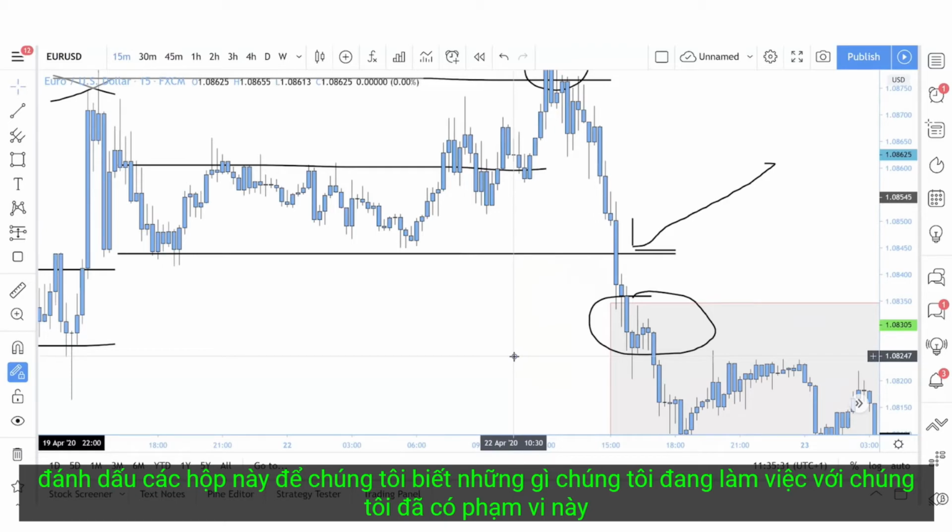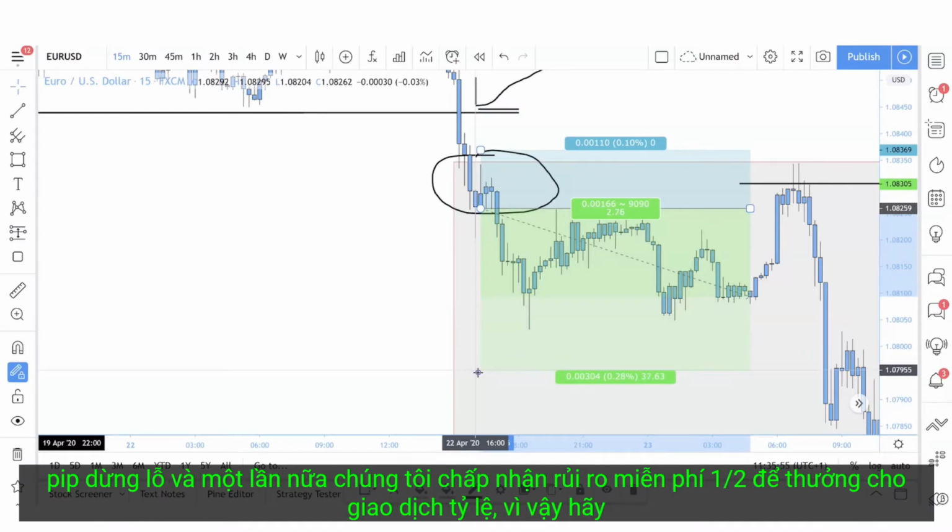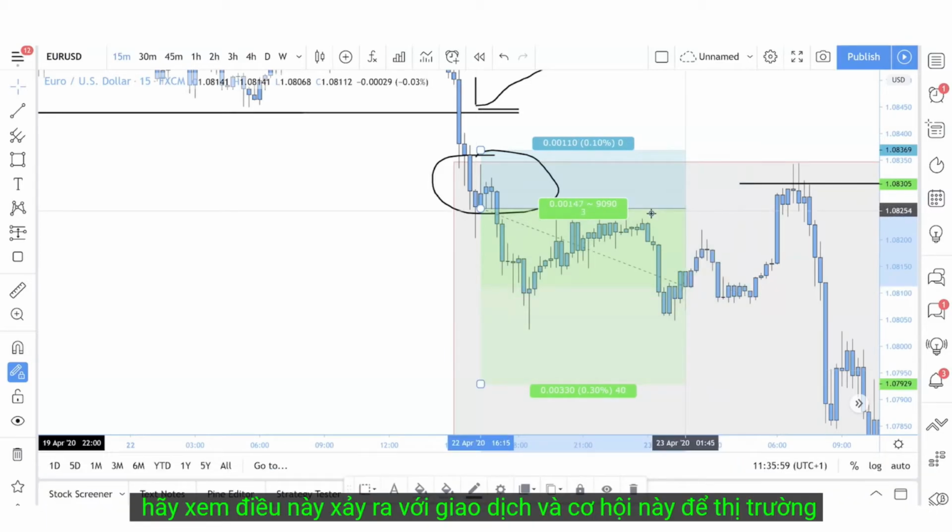We're going to take this as an instant execution with the stop loss above this structure. We don't want to make it too tight, so we'll make it an 11 pip stop loss. And again, we go for a 1 to 3 risk to reward ratio trade. So let's take a look at what happens with this trading opportunity.